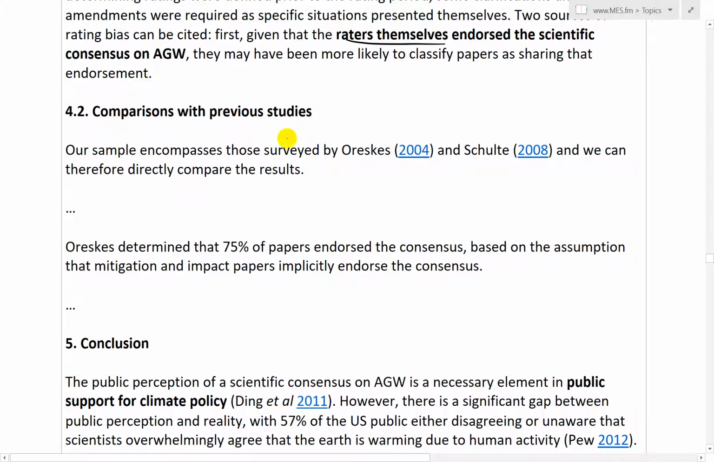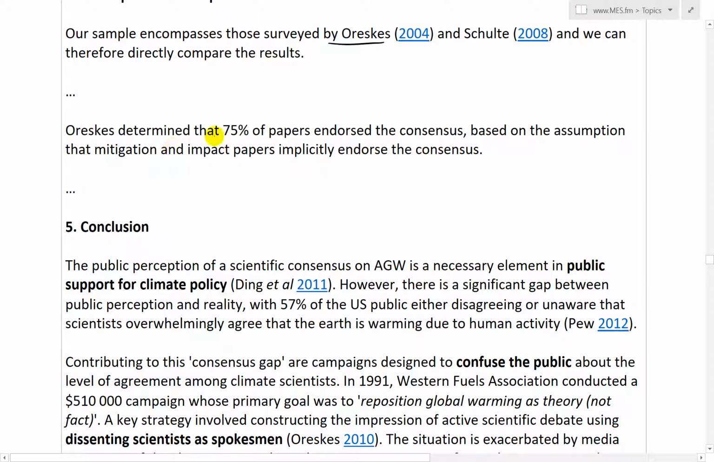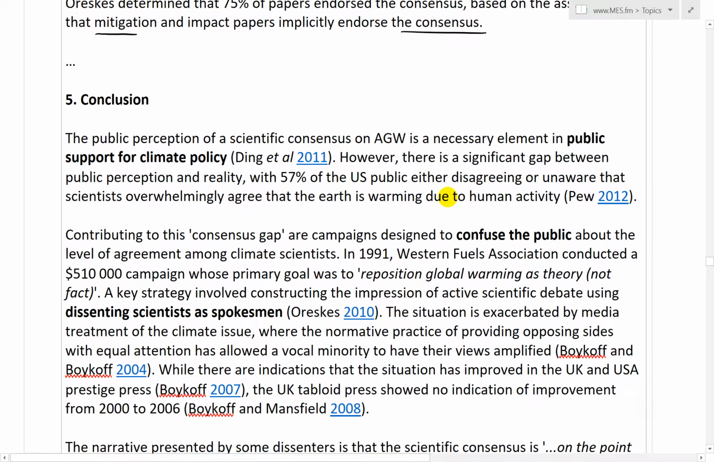So, comparisons with previous studies: our sample encompasses those surveyed by Orskis and Schultz, and we can therefore directly compare the results. Orskis determined that 75% of papers endorse the consensus, based on the assumption that mitigation and impact papers implicitly endorse the consensus. Again, mitigation, impact, it doesn't necessarily mean that the climate scientist is an expert in the arguments for or against, because finding funding for mitigation and impact, especially government funding, is much easier assuming AGW.